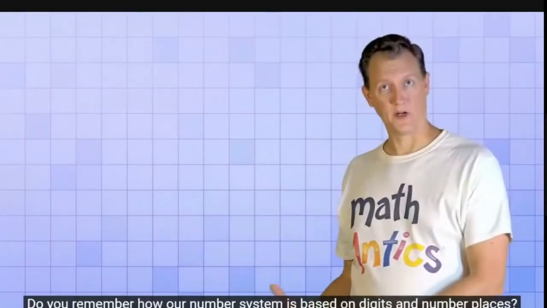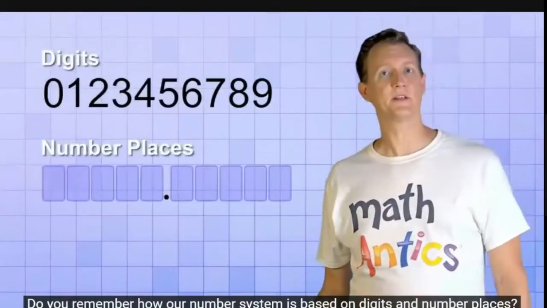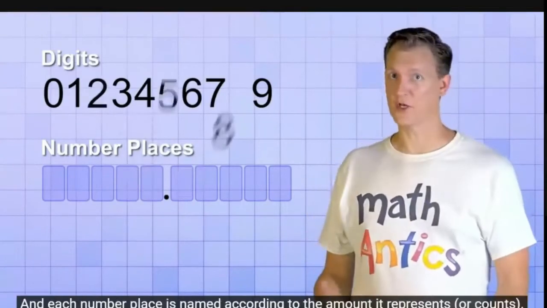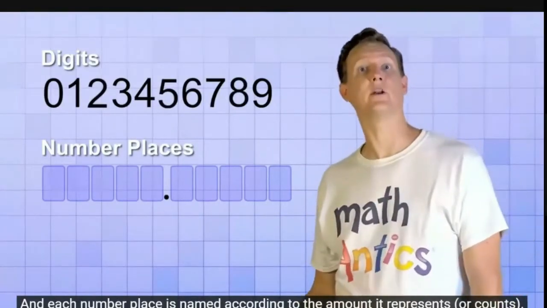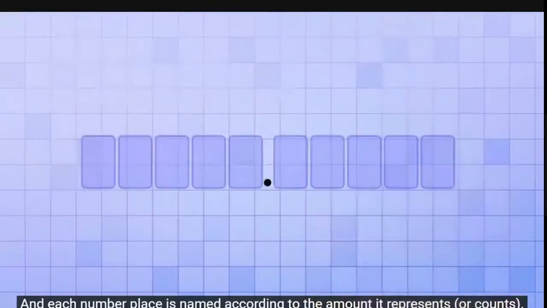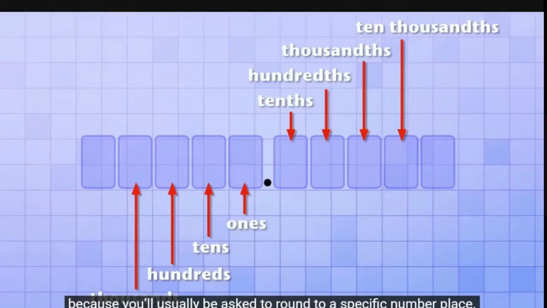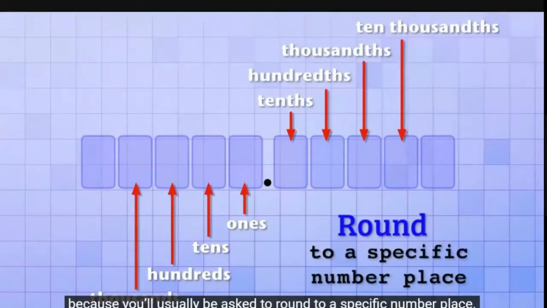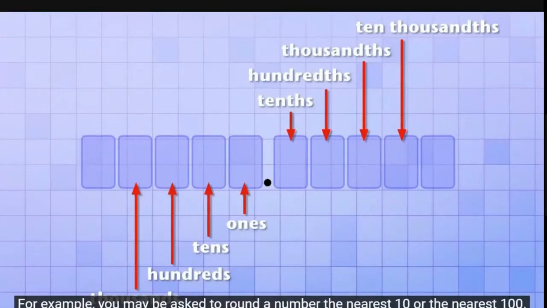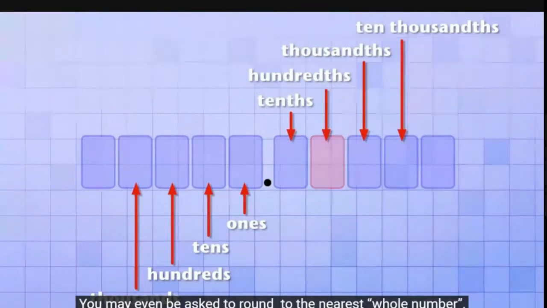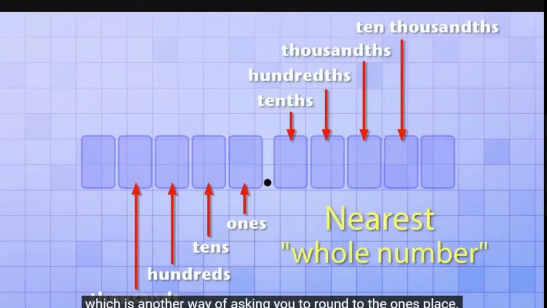Do you remember how our number system is based on digits and number places? Each digit of a number occupies a particular number place, and each number place is named according to the amount it represents or counts. And it's important to know those names whenever you're rounding a number, because you'll usually be asked to round to a specific number place. For example, you may be asked to round a number to the nearest 10 or the nearest 100. Or you might be asked to round a number off to the nearest 10th or 100th. You may even be asked to round to the nearest whole number, which is another way of asking you to round to the ones place.